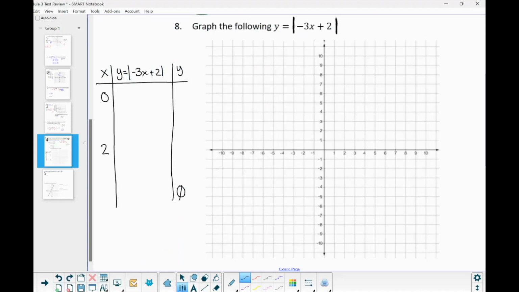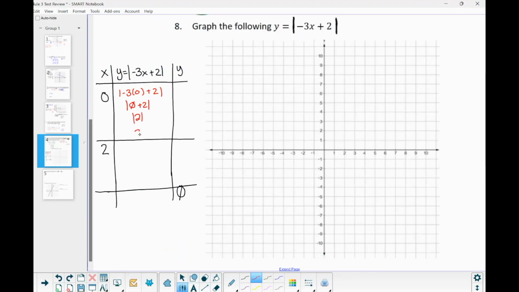All right, so we're going to be doing some different style points. We're going to be doing 0, 2, and then we're going to do a little something different. We're going to plug in for our Y to get our X value. All right, so we're going to start by plugging in 0. We're going to do -3 times 0 plus 2. Well, the whole thing is in the absolute value, so I'm going to start with multiplication. -3 times 0 is 0, plus 2 is 2.